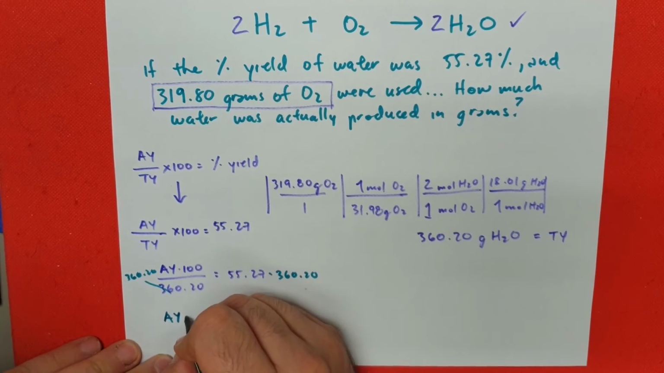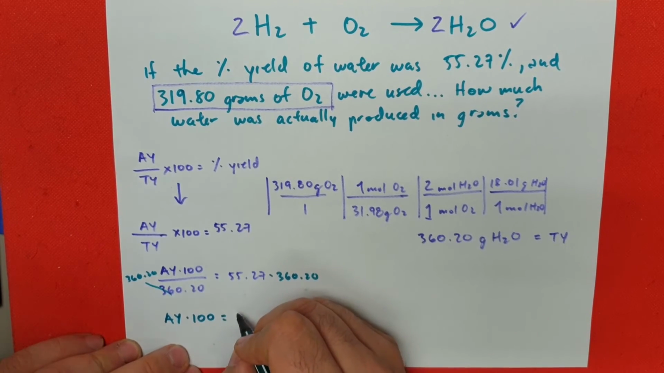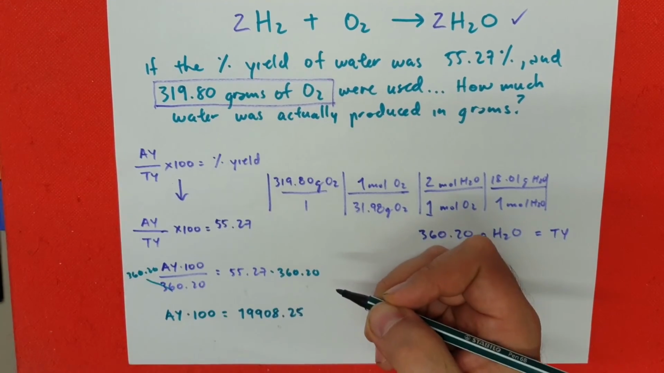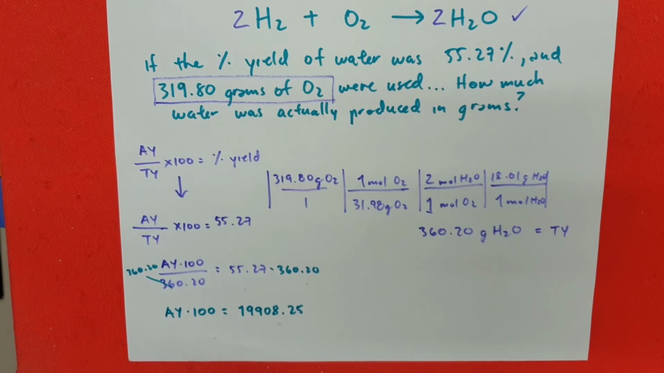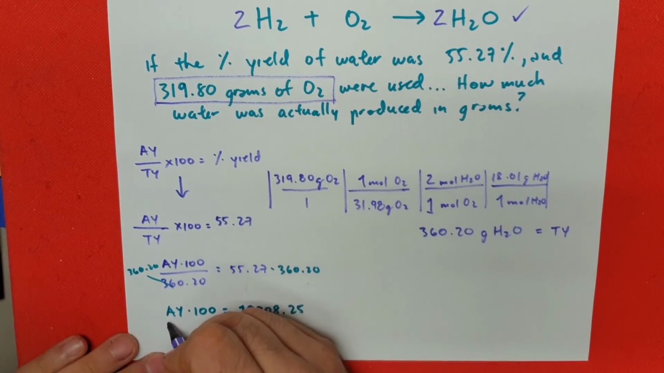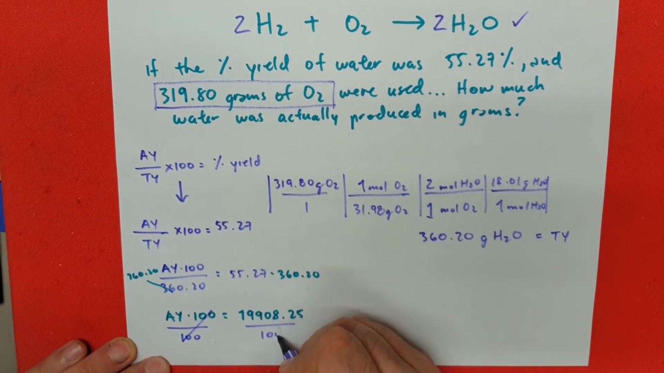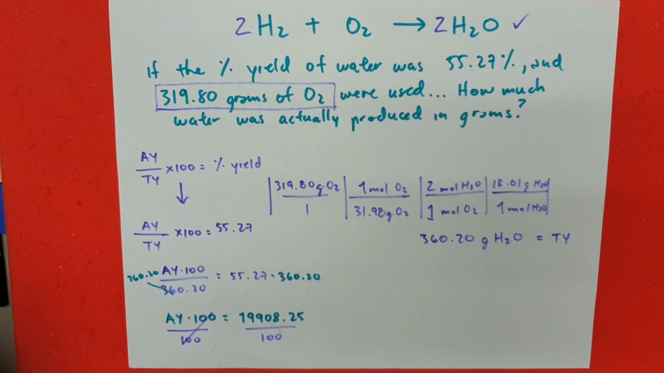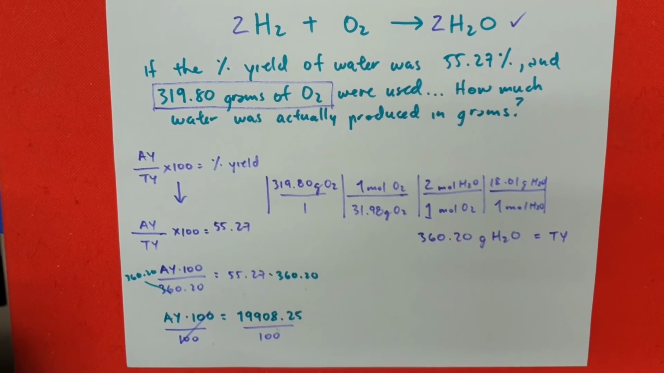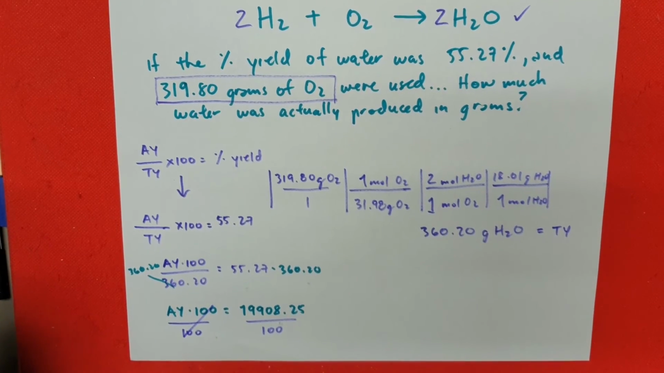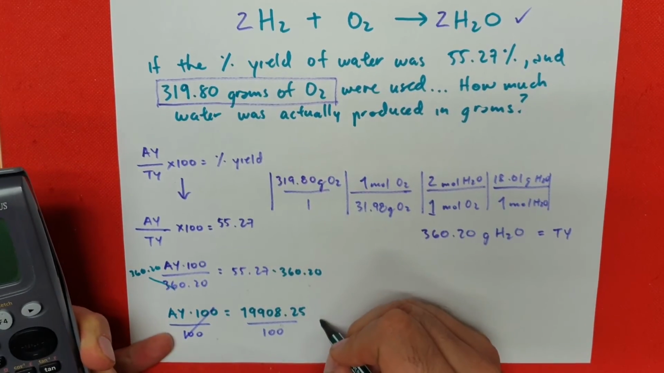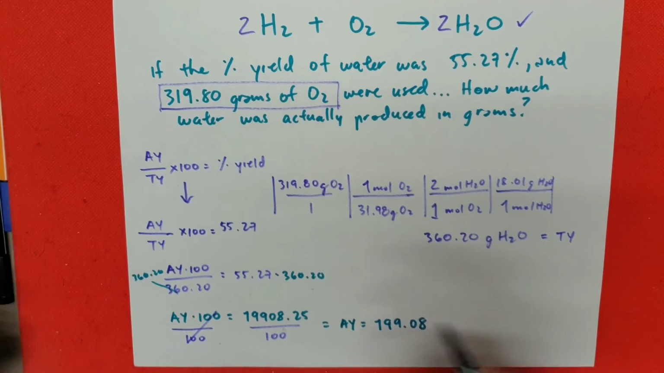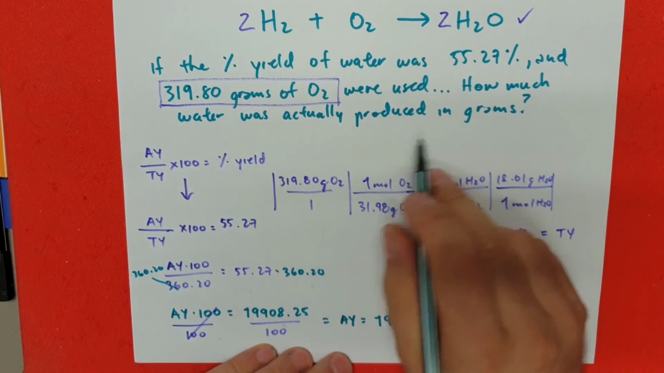So we have the actual yield times 100 is equal to 19,908.25. And at the end of the day, we're going to take, again, the other marker, and we're going to divide by 100 this time. And this is going to give us the actual yield. So we take 19908.25, and we divide this by 100, and we have rounded up that the actual yield is 199.08. What? Grams of water, which is what was being asked.